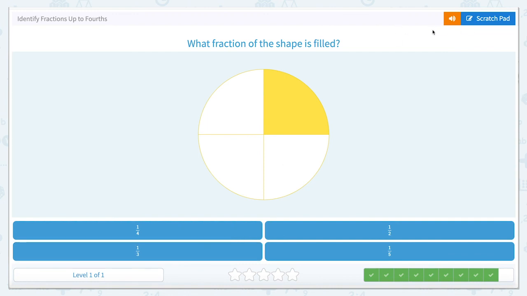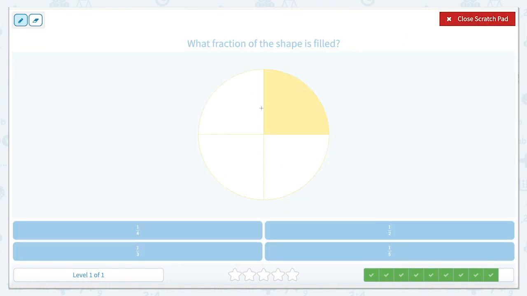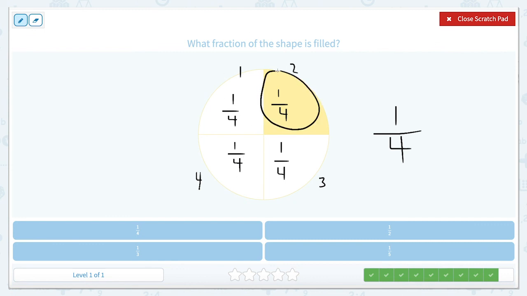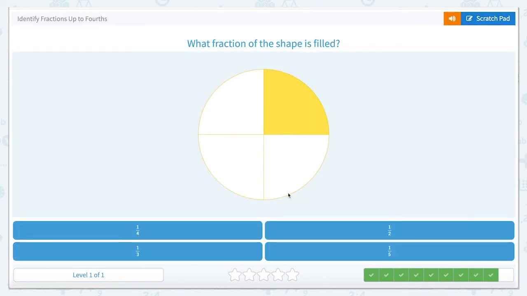Last question, we can do this. So now we have another circle. Let's see how many pieces it's split into. There's 1, 2, 3, 4. Hopefully you know by now that means our denominator is going to be a 4, and one piece of the fraction is worth 1/4. This piece is 1/4. This piece is 1/4. This piece is 1/4. And this piece is 1/4. So what fraction of the shape is filled? Well, that would be 1/4. So let's close that scratch pad. Let's find 1/4. Here it is.